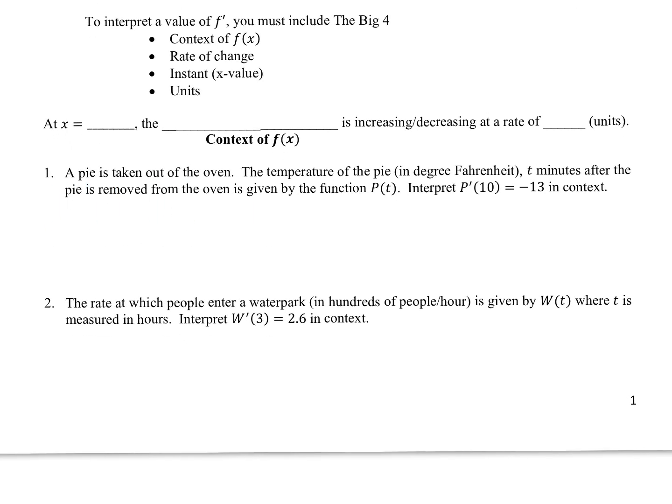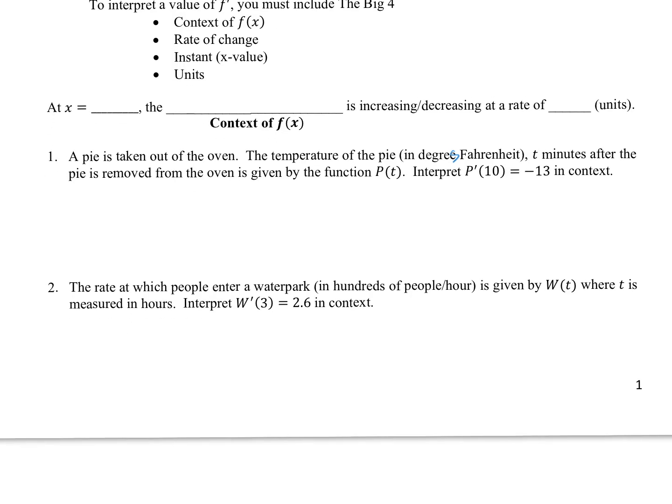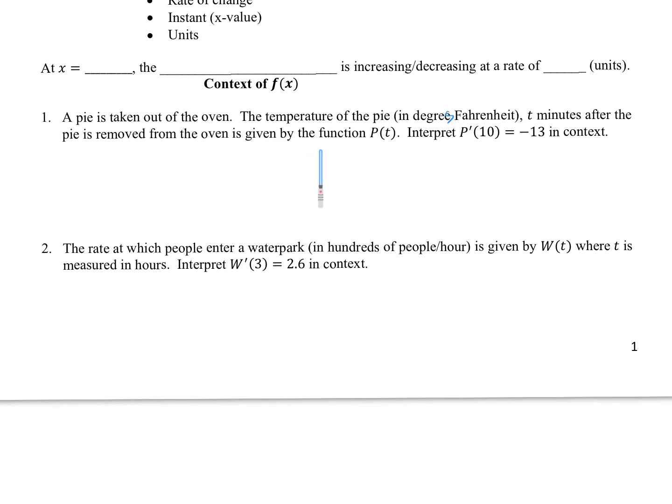Okay, we're taking a pie out of the oven. So we're taking our pie out of the oven. The temperature of the pie, in degrees Fahrenheit, t minutes after the pie is removed from the oven is given by P of t. Anyone able to interpret what P prime of t would mean? P prime is talking about the rate. What do you think the rate of what?